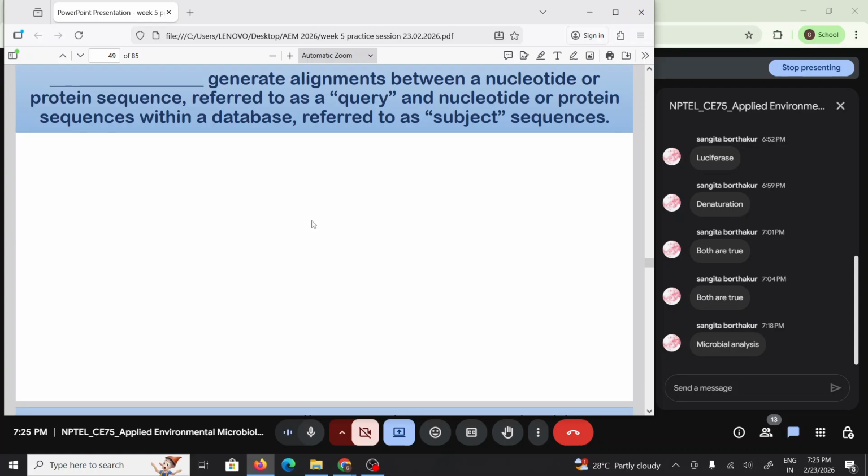So the next part would be about some bioinformatics. So that it is again a simple question. The question looks very complicated, but just think for a second and you will get the answer.